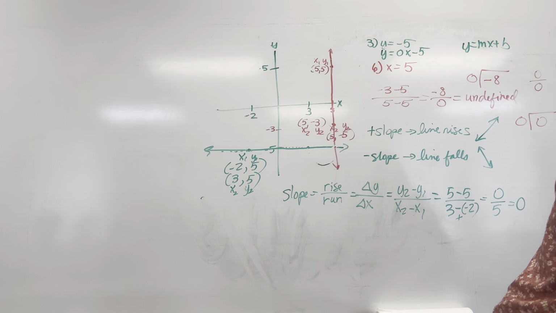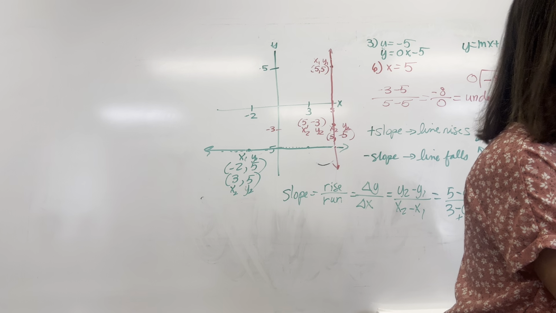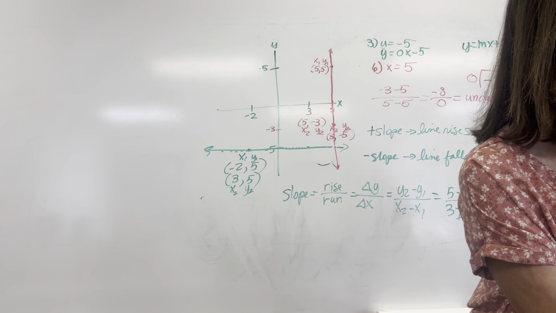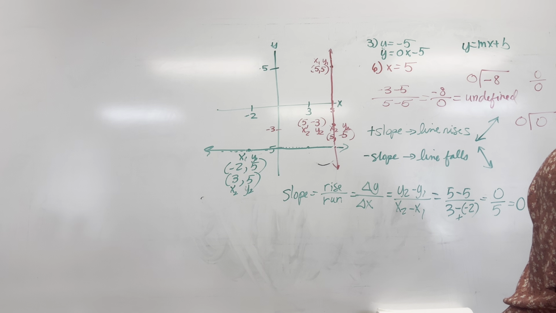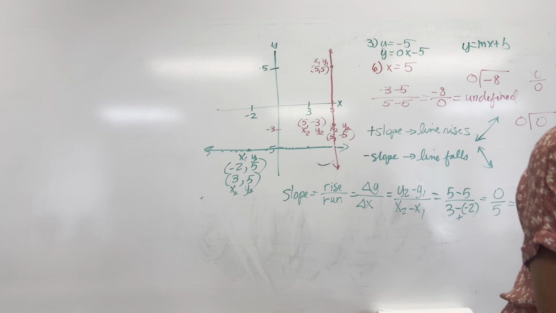Look on page 9. How much time do I have? About, what time is it? 4:35. We have 10 minutes. Okay, we're almost there.